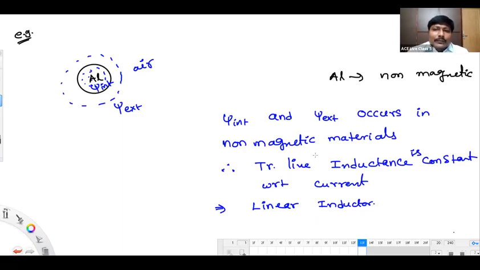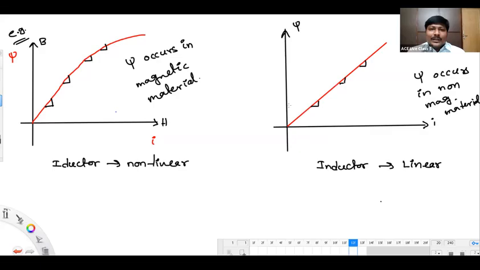Both have equal permeability. Aluminum will have a relative permeability of 1. Air is also having a relative permeability of 1. Okay. Very simple. In this slide, I have given the basic. I think all of you have understood this slide.